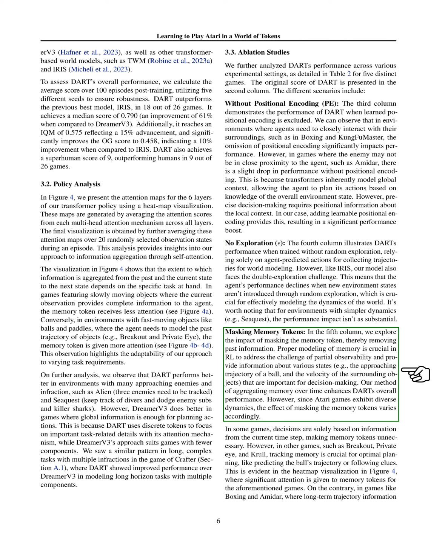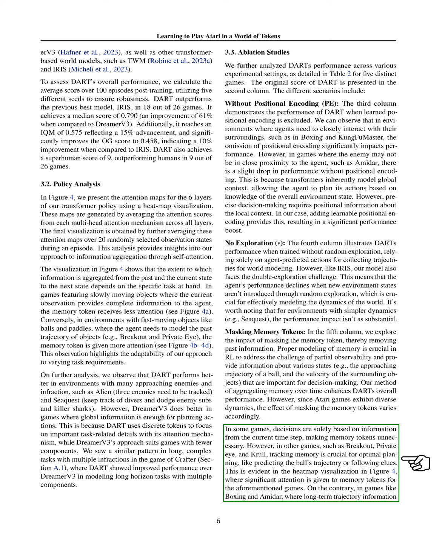We also studied the impact of masking memory tokens, which affects the proper modeling of memory crucial in reinforcement learning. Aggregating memory over time improved DART's overall performance, but the effect varied in Atari games with diverse dynamics. In some games, decisions were based only on the current time step, making memory tokens unnecessary. However, in games like Breakout, Private Eye, and Krull, tracking memory was crucial for optimal planning.